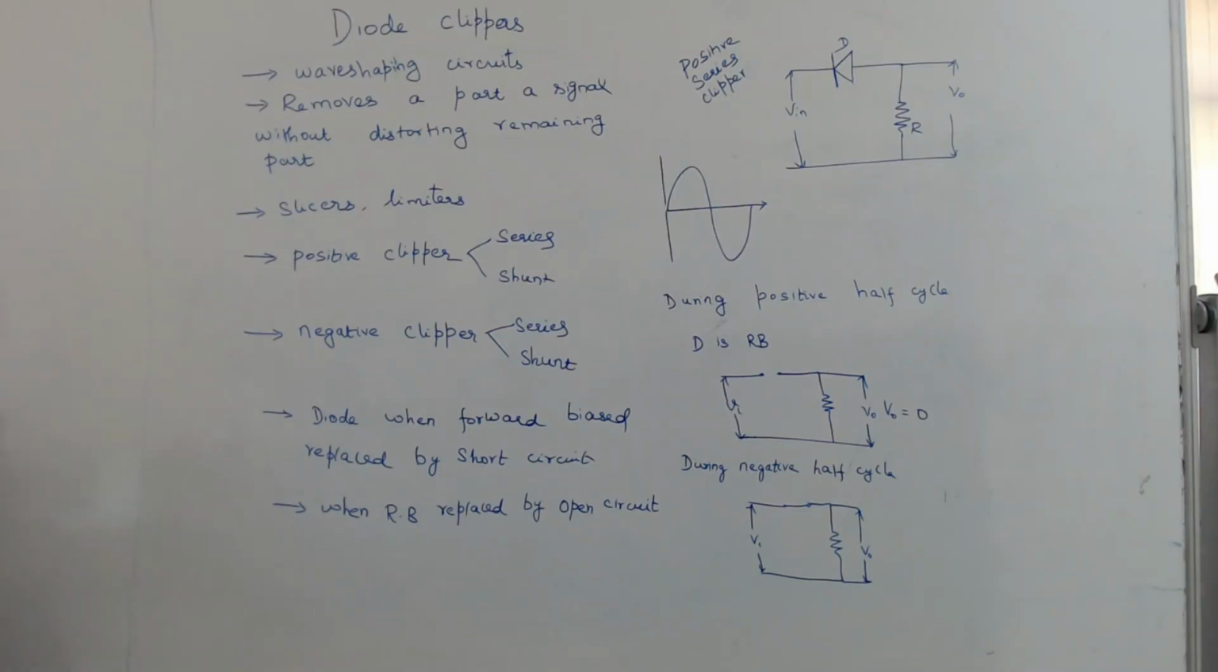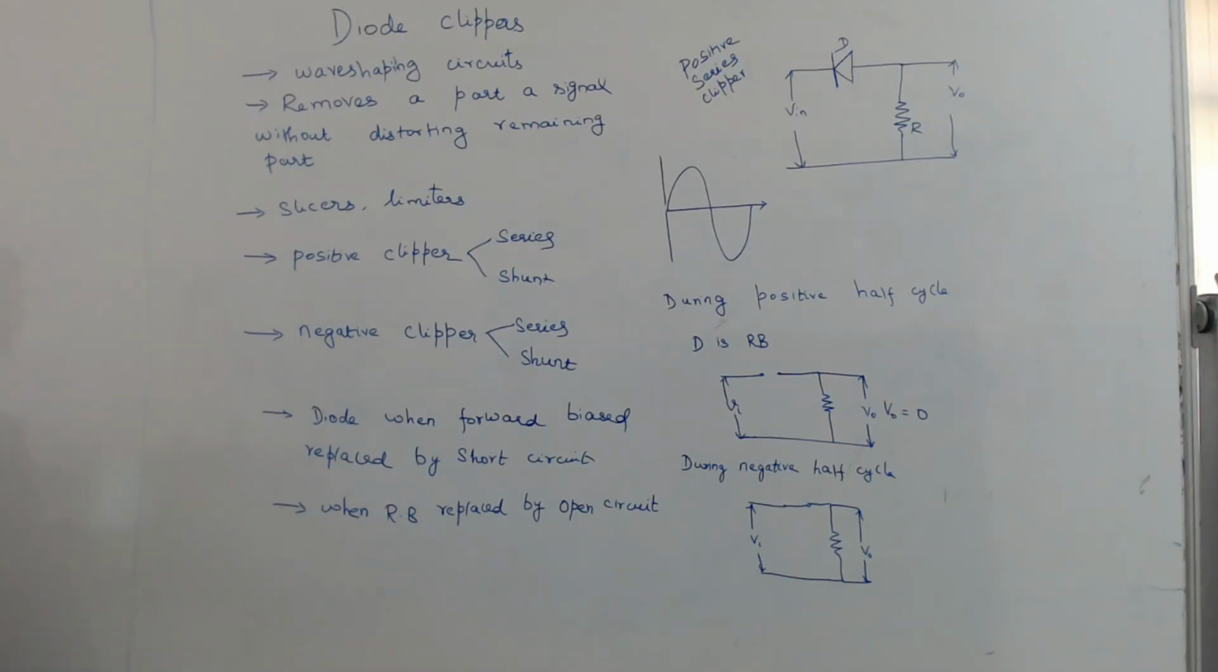Good morning all. Today we will be discussing diode clipper circuits. A clipper is a wave shaping circuit. It is used to remove a part of the signal, either on the positive side or the negative side, without distorting the remaining part of the signal. The diode circuit is otherwise called slicers or limiters.